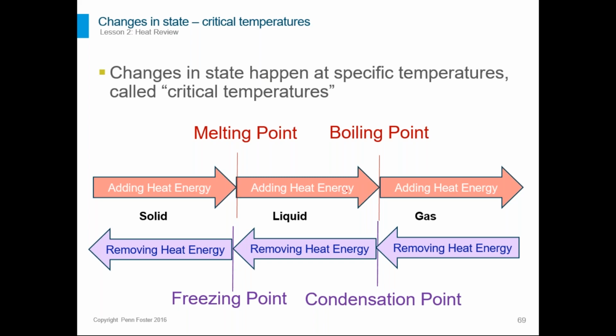Same thing with boiling. If you take the liquid and add energy till it hits 212, then it would become a gas. If you have water vapor, which is the gaseous form of water, and you cool it down, when it reaches 212 degrees Fahrenheit, it'll become liquid water. So those points are all called critical temperatures. And we're going to be dealing with them in Celsius and Kelvin instead of Fahrenheit.